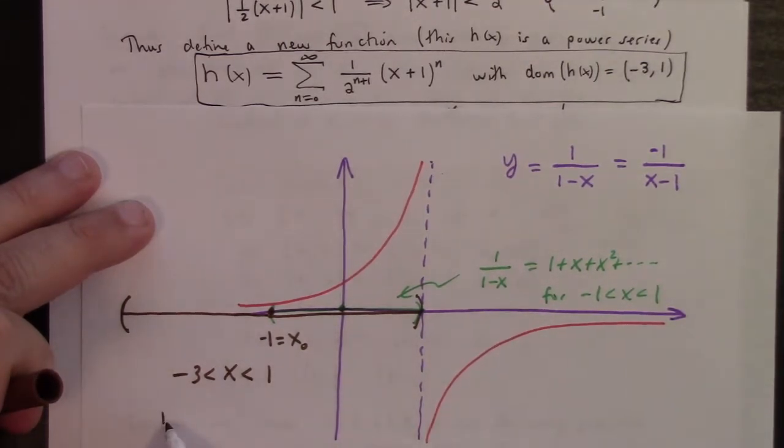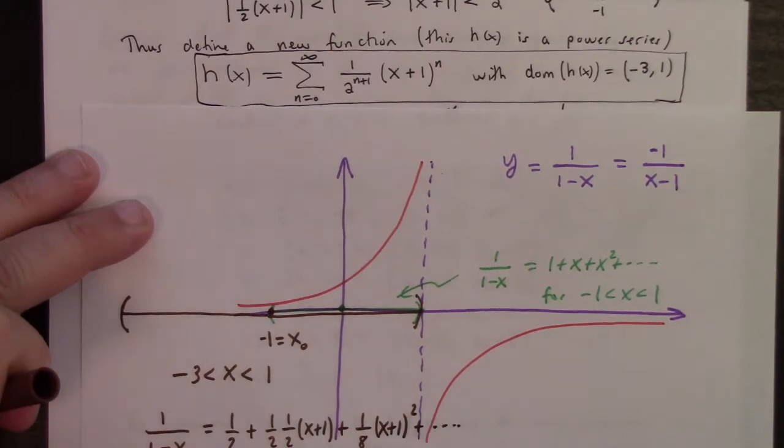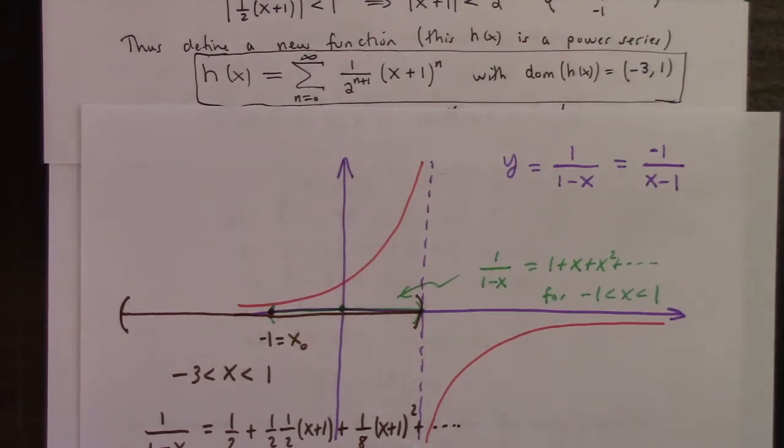And so that says 1 over 1 minus x we can write as, I've got to think for a second here. What's that look like? Well, the first term's a half, and then the radius was 1, plus 1/2 of 1/2 x plus 1, plus 1/8 x plus 1 squared plus dot dot dot. This is a power series expansion of 1 over 1 minus x, which converges between 1 and minus 3 and represents the function.